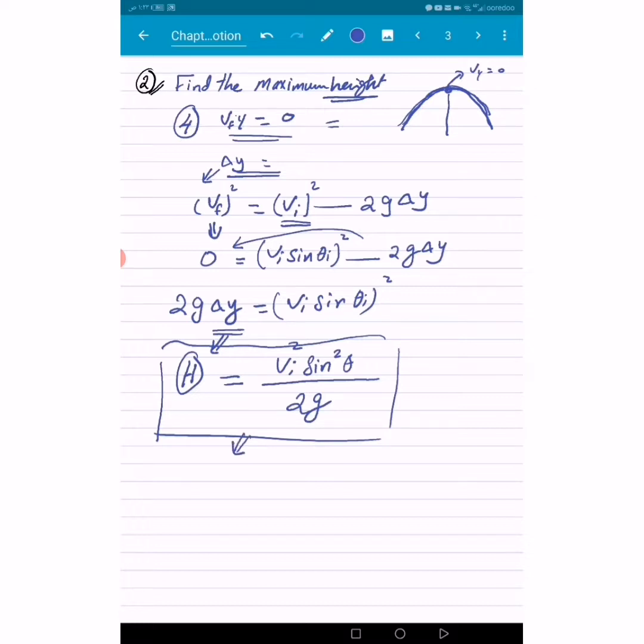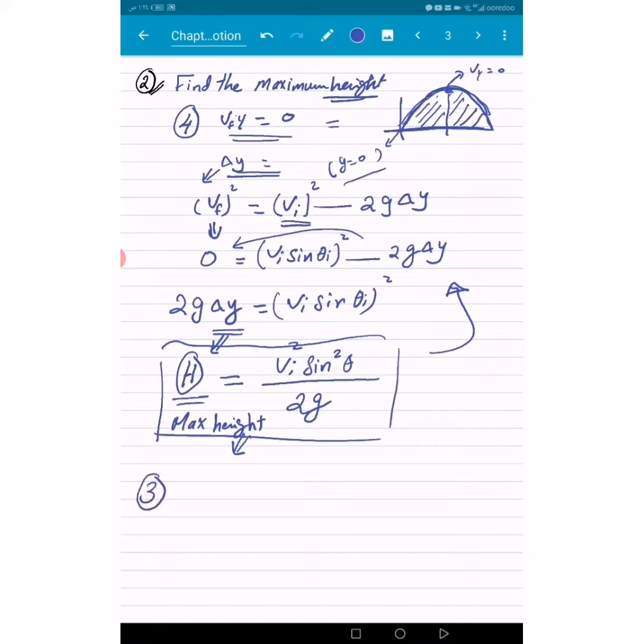So that is the first equation of the maximum height when it's fired from 0. When it's fired from 0, y is equal to 0, and the shape is symmetric or identical. So h, the maximum height, is equal to V initial squared sine squared theta divided by 2g, from the second equation.